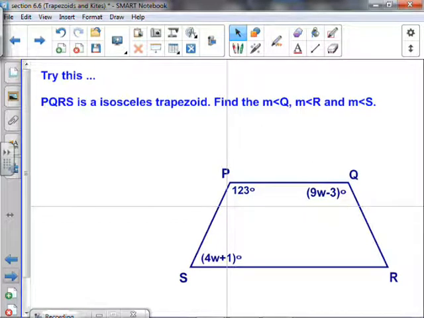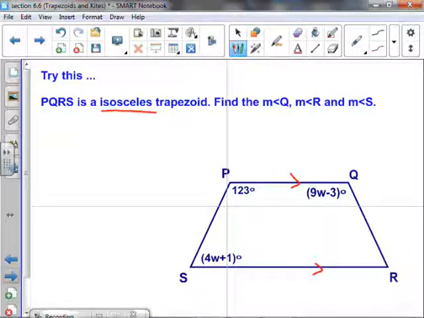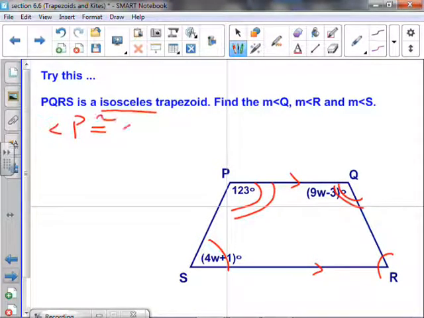Let's try this one. PQRS is an isosceles trapezoid. Find the measure of angle Q, the measure of angle R, and the measure of angle S. Now, the key word here is isosceles. Just by looking at the shape, we can tell it's a trapezoid, but they're telling us it's isosceles. We know those are parallel. We also know that this angle and this angle are congruent, and this angle and this angle are congruent. So it's pretty straightforward to find all of these, because angle P must be congruent to angle Q.